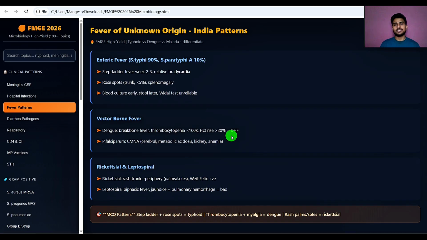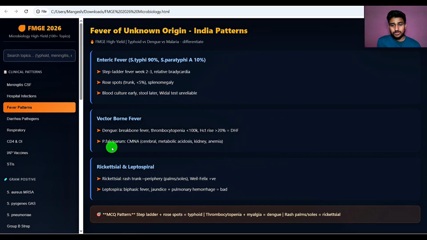So I would like to ask you a small question here. What makes the hematocrit increased in case of dengue fever? You can answer in the chat box, in the comment section, and if you are right, then nice. If you are not right, then I'll tell you in the comment section. And DHF stands for dengue hemorrhagic fever.